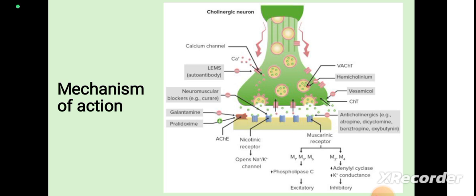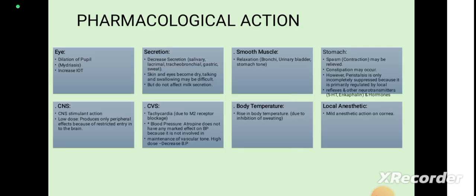Smooth muscle: it gives relaxation, like bronchi, urinary bladder, and stomach tone. Now in smooth muscle there is a part, stomach, where we have spasm or contraction that can be relieved. Constipation may occur, and peristalsis is only incompletely suppressed because it is primarily regulated by local reflexes and other neurotransmitters. Other neurotransmitters are 5-HT and enkephalin. I don't remember what is the name of 5-HT, but I will tell you in the comment section. And hormones. So this was all about smooth muscle, and one of them is stomach.